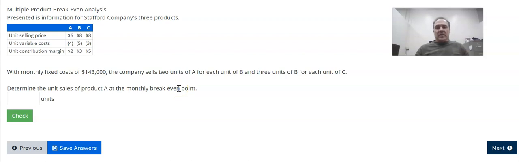What we're going to do is come up with something called a weighted contribution margin per unit. We're going to be toggling back and forth between a piece of paper and the current screen. This can be a little difficult to get our minds wrapped around, so think about this now.